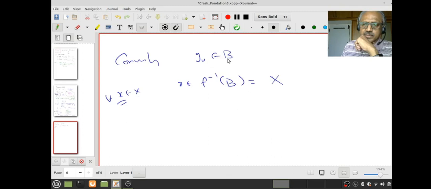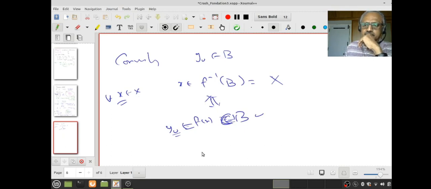So start with y naught in B. I want to know whether x is in f inverse of B. Give me any element x. Then what is f of x? That is y naught. Does y naught belong to B? Yes, that's my assumption. Therefore x belongs to f inverse B, because x belongs to f inverse B if and only if f of x belongs to B. And that is correct, y naught belongs to B.